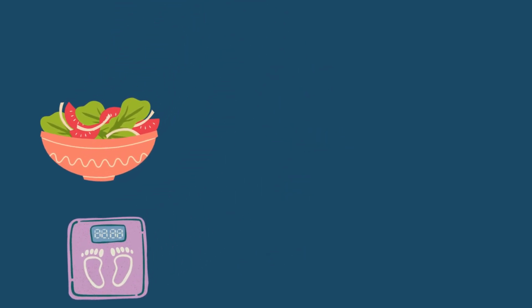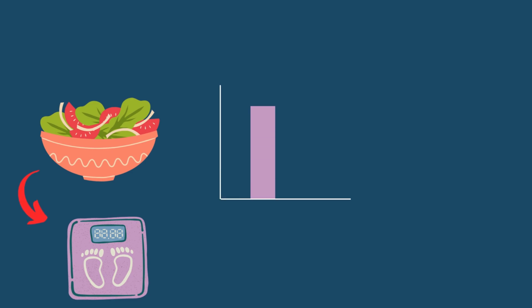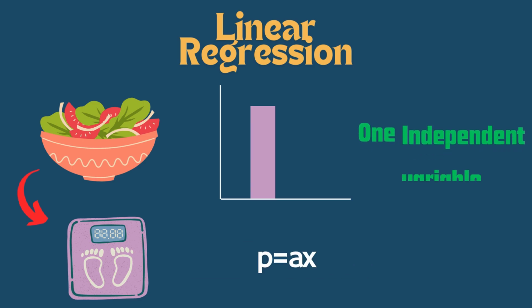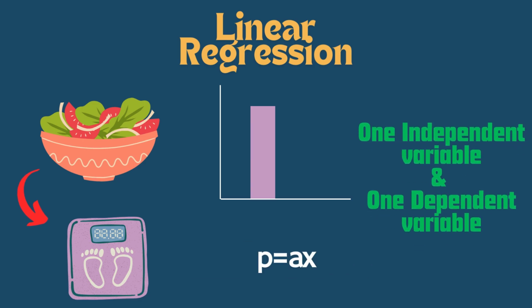Suppose by t-test or ANOVA we have proved that the diet is reducing the weight. But now we want to know how much diet is reducing how much weight. For that we use simple linear regression. It gives a relationship between one independent and one dependent variable.